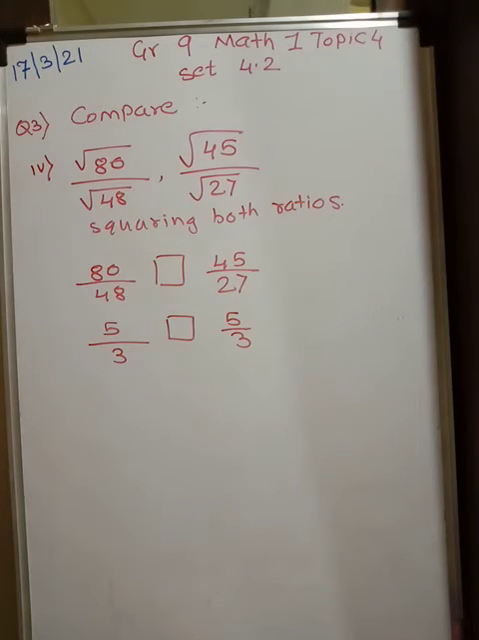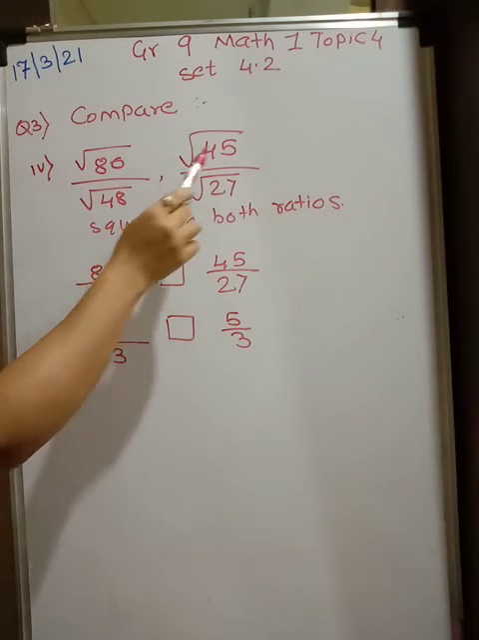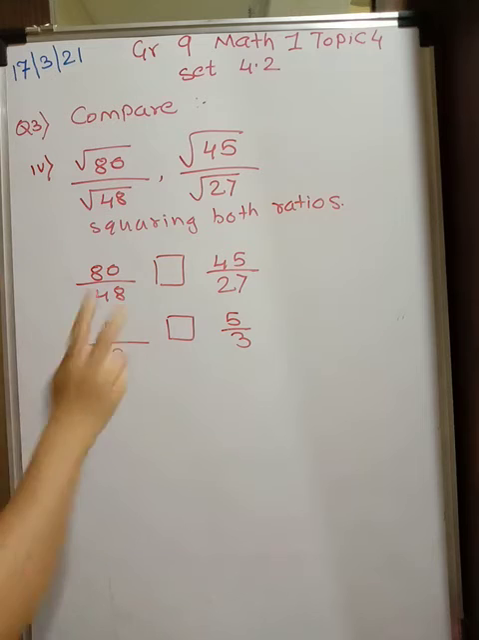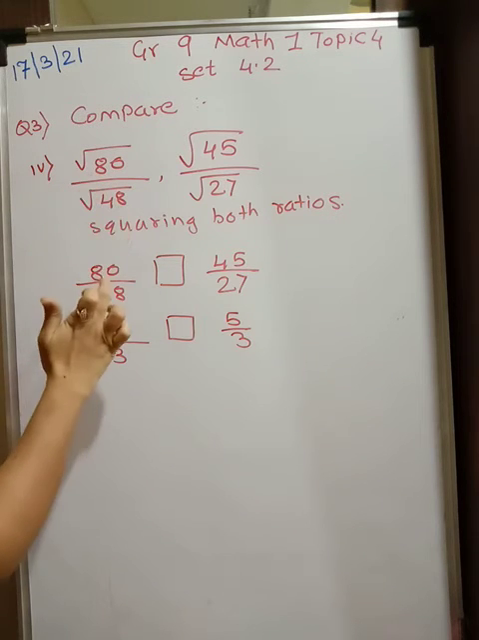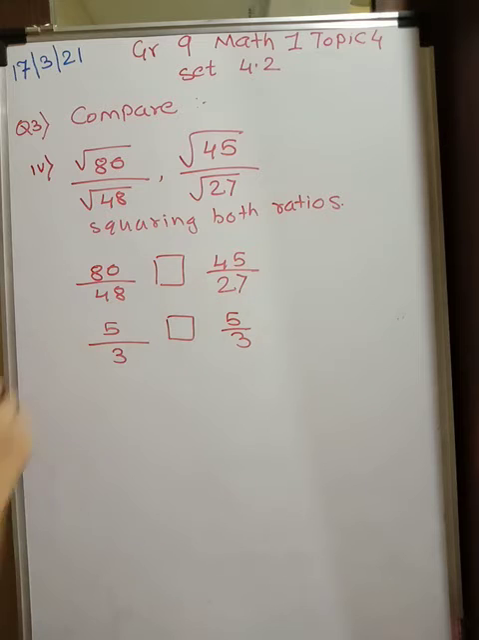Now let's go for the fourth problem. Root 80 by root 48, root 45 by root 27. I am squaring both the ratios. If you are squaring both the ratios, the problem doesn't arise. You are doing the same operation to both the ratios. So after squaring, you will be with 80 by 48 and 45 by 27.